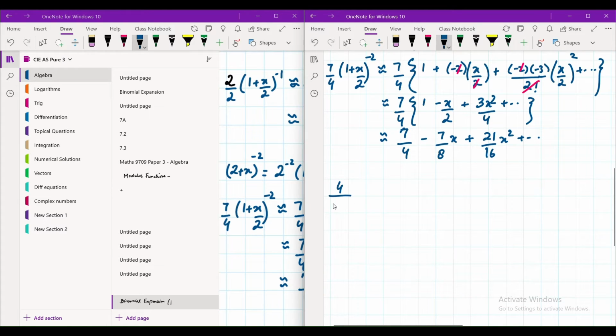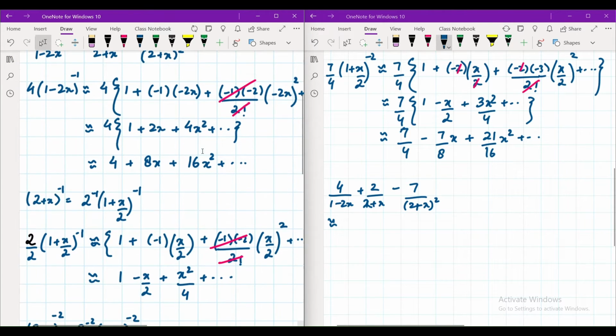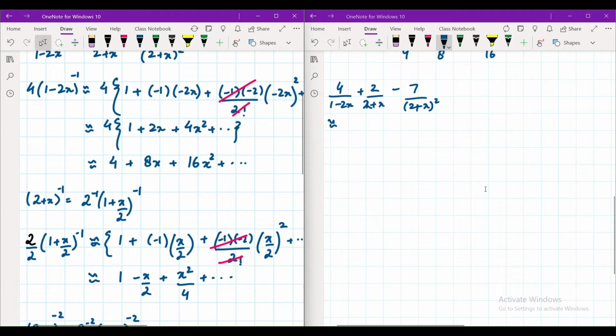We had 4 over (1 minus 2x) plus 2 over (2 plus x), and minus 7 over (2 plus x) whole squared. So this will be expanded into, let's write the terms vertically so it will be easier to sum them up. So 4 plus 8x plus 16x squared.